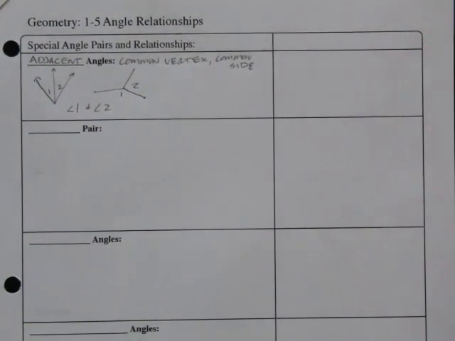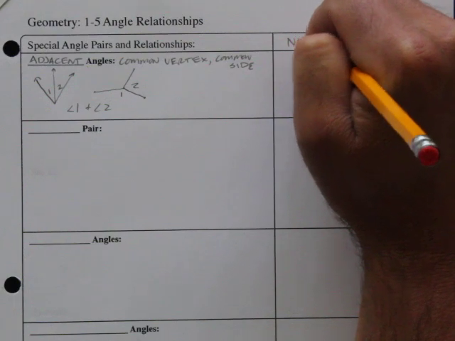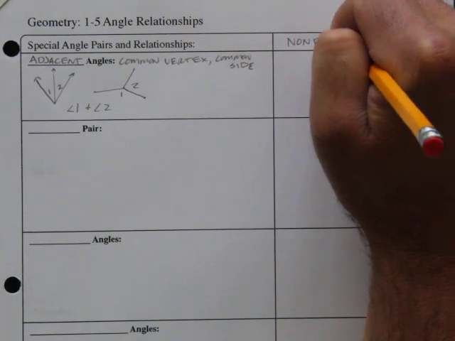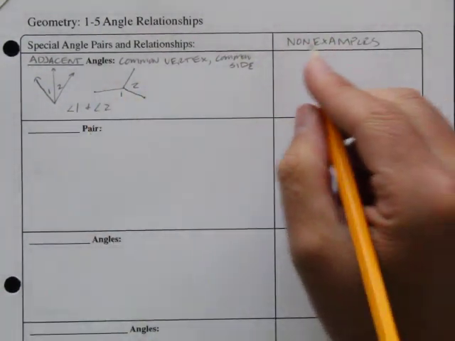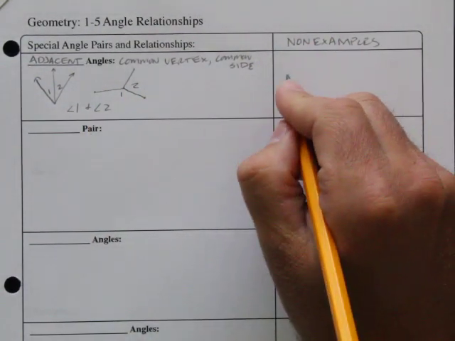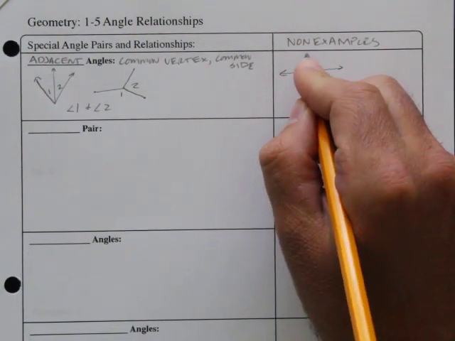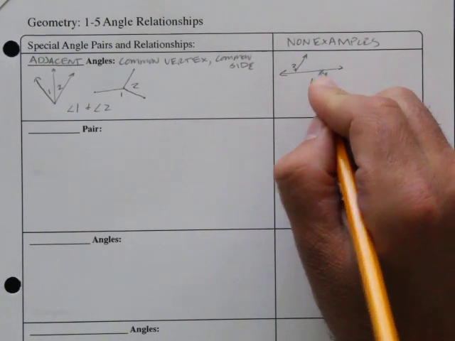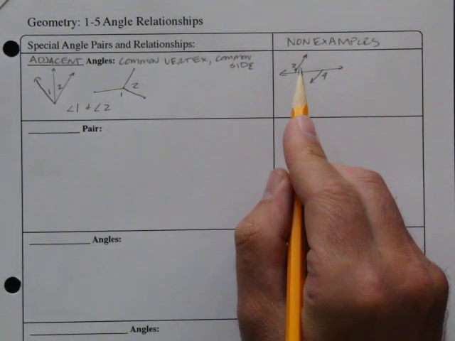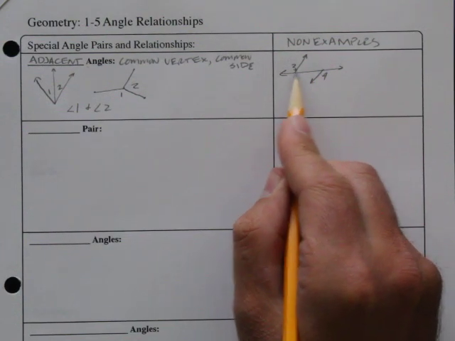Now over here on the right hand side, we're going to do some non-examples. These are not examples of adjacent angles. So here's one. If we have a line like this and a line going out right here, and this is angle 3, and a line going over here, that's angle 4. Notice how angle 3 and angle 4 do not have a common vertex.